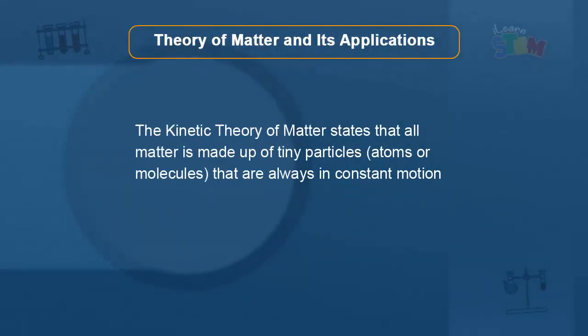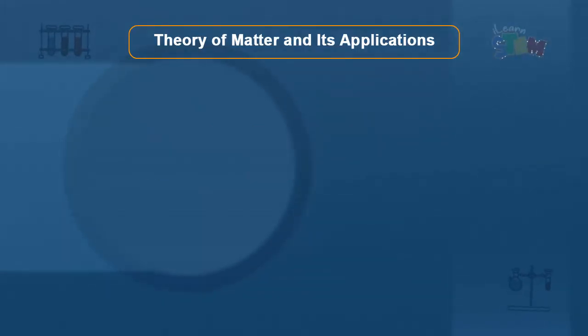The kinetic theory of matter states that all matter is made up of tiny particles called atoms or molecules, and these particles are always in constant motion. The word kinetic means movement. This theory helps us understand how matter behaves and how changes of state occur.